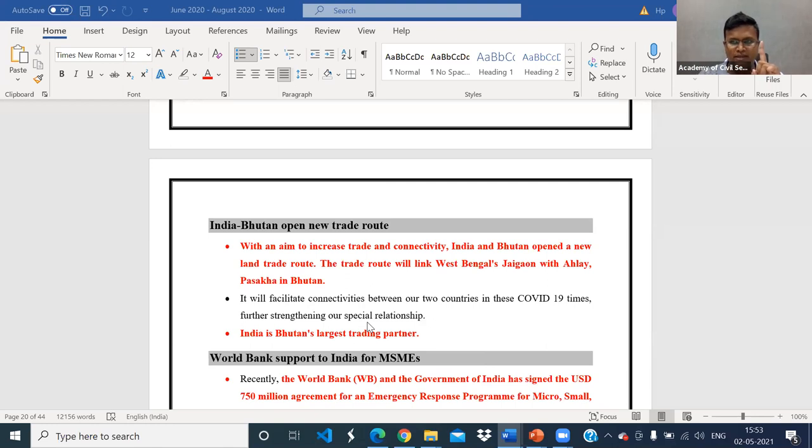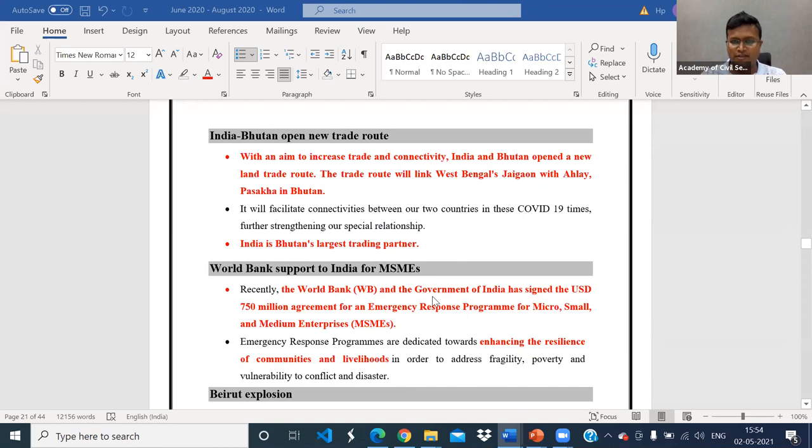One more thing you have to note down is that India is the largest trading partner of Bhutan. That means if Bhutan calculates its total export and import, the maximum export and import happens with India. Most of the South Asian countries have China as the largest trade partner, but Bhutan is an exception. Bhutan's largest trade partner is India. That also might come in the question, because if a statement comes that India is the largest trade partner of Bhutan, you don't think it is a wrong statement. It's a correct statement. China is not the largest. India is the largest trade partner of Bhutan.